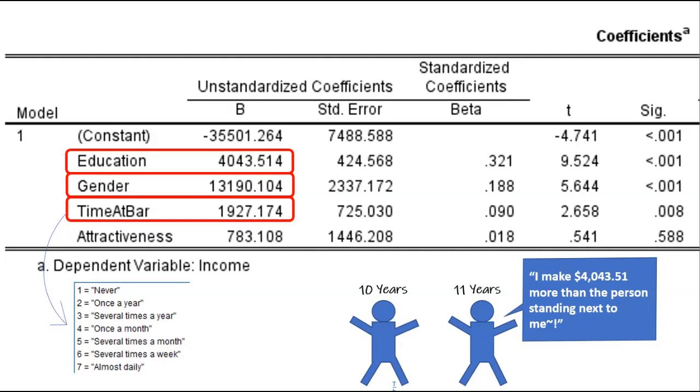Now, let's look at the variable attractiveness. This is measured using a 7-point Likert scale, ranging from 1 for very unattractive to 7 for very attractive. Right? So every 1 unit increase in the attractiveness scale is associated with an increase of $783.11. So holding all other variables constant, does being good looking pay off? No.